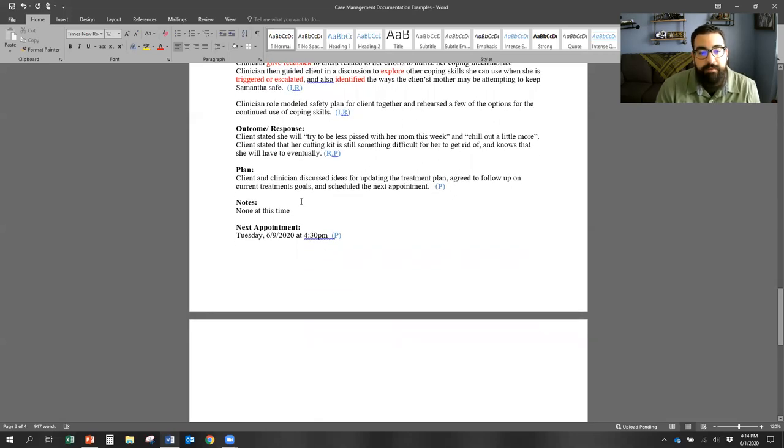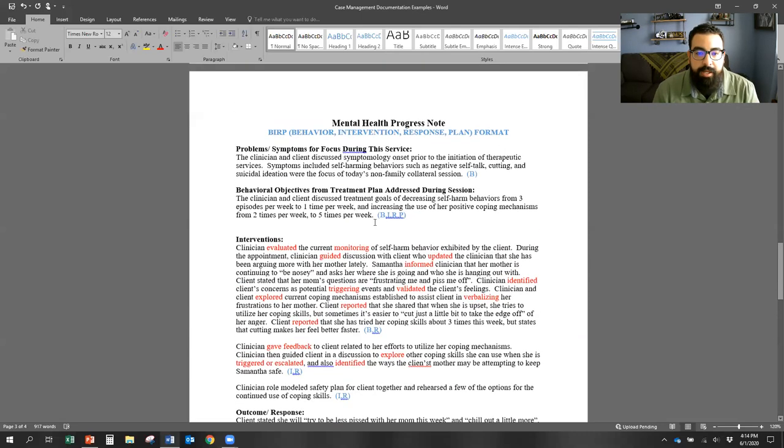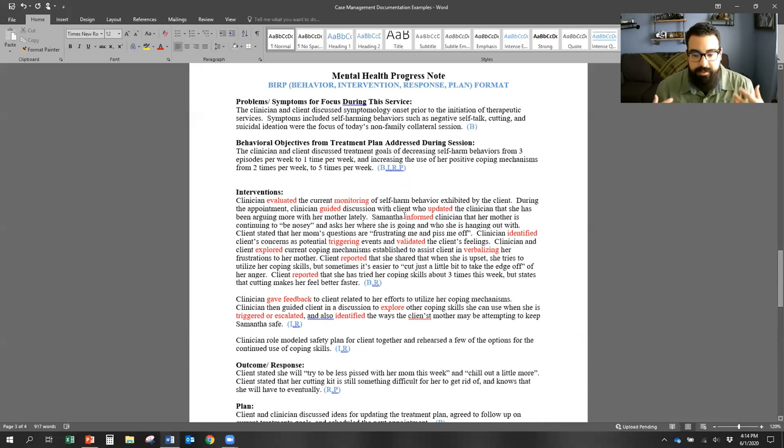And finally, the plan to follow up, client and clinician discussed ideas for updating the treatment plan, agreed to follow up on current treatment goals, and scheduled the next appointment. No additional notes at this time, and here is when your next appointment is scheduled, which will fall under plan. So I hope you can see here, when we change the tone of the writing, right? This is the format, this is the voice and how we will write mental health notes.